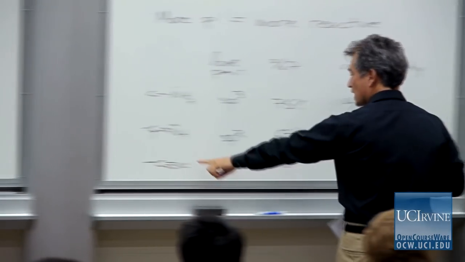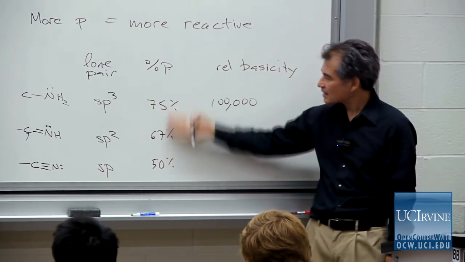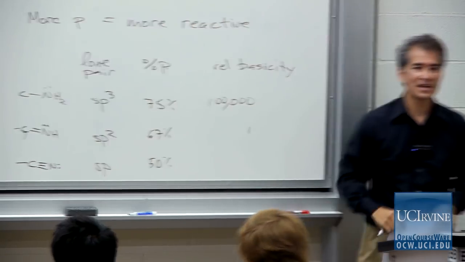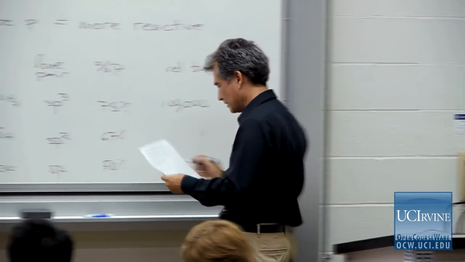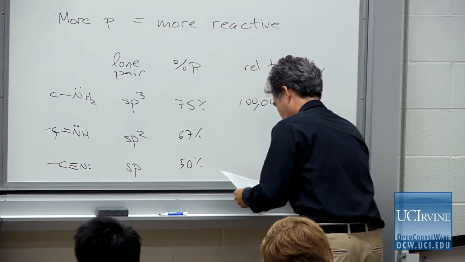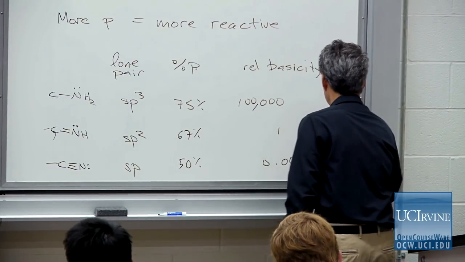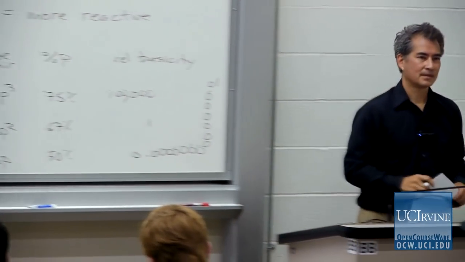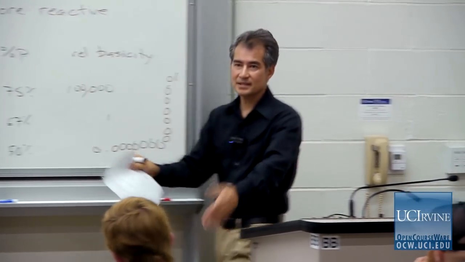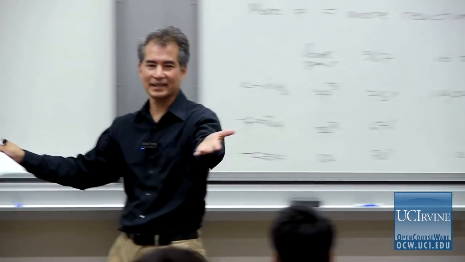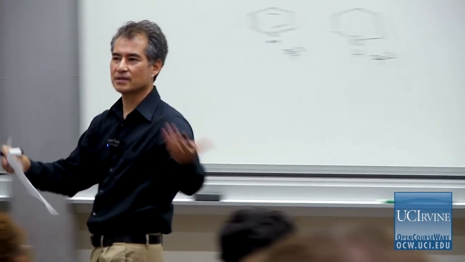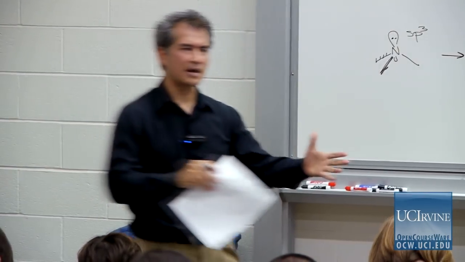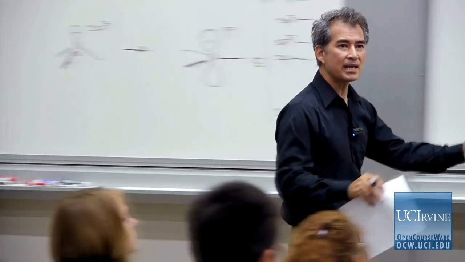Now if I come down to an sp hybridized, this is like a difference of what? I'm not good at math. 8% versus 17%. How big of a difference could that make? How many zeros I drew doesn't really matter. It's 15 zeros, or 10 to the minus 15. There's a huge difference in reactivity. This is the effect of p character.